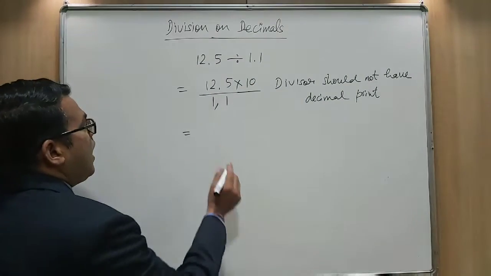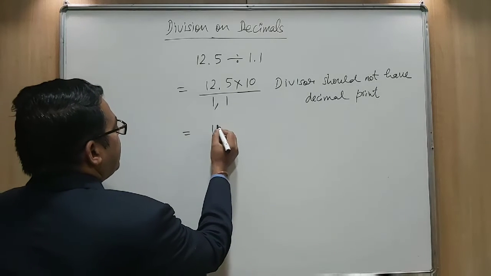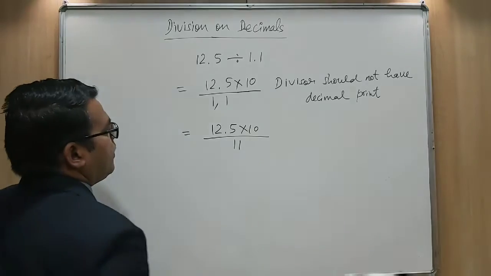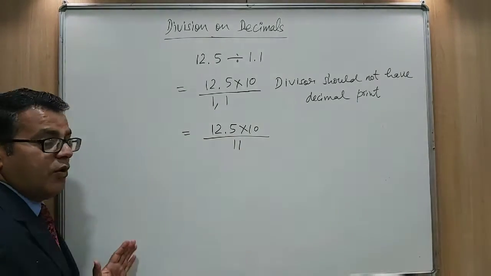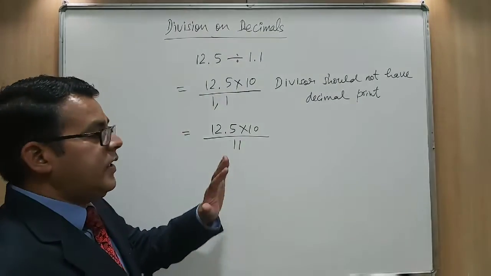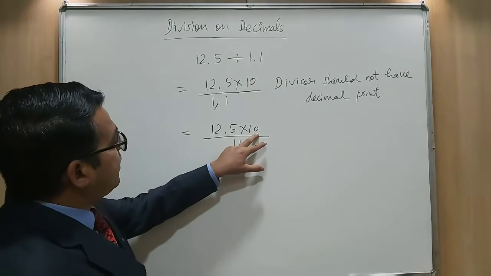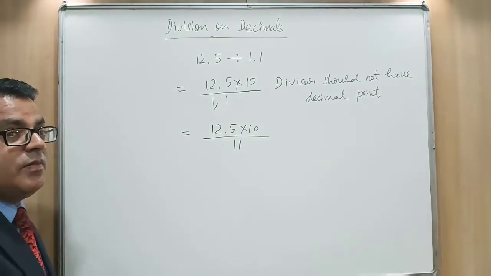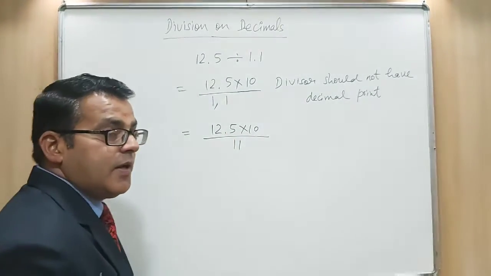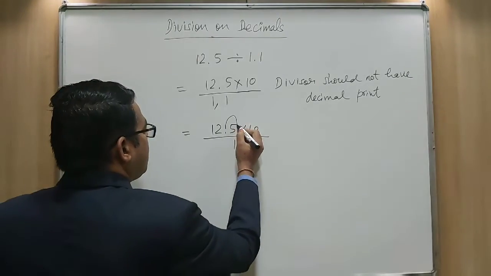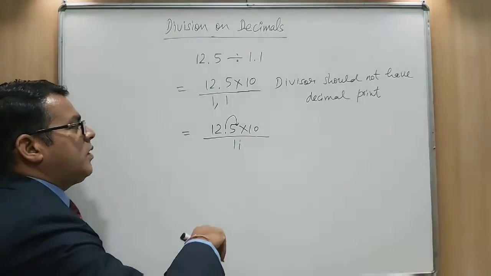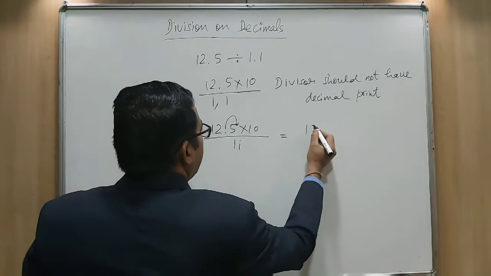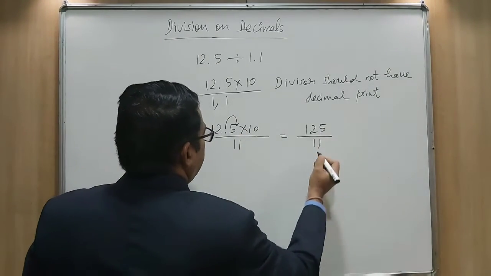Right? Now after multiplying by 10, we have removed this decimal point from 1.1. So it is now 11. But here we need to multiply by 10 as well. We have already discussed how to multiply. If we are multiplying any number by 10, we need to shift the decimal point one place to the right. So after shifting it, what we have here is 125.